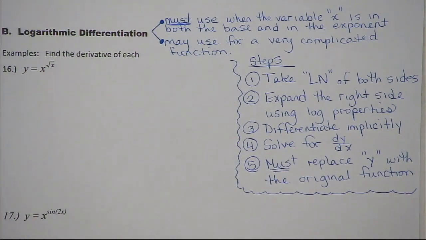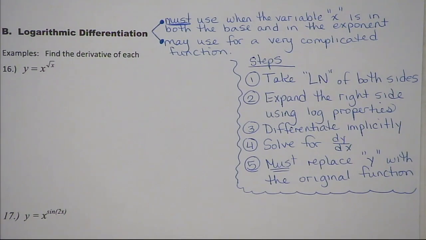So what I'm getting ready to show you, you have to use this process when the variable x is in both the base and in the exponent. So if you have the variable x in the base of your problem and as an exponent, you must use logarithmic differentiation. There's no other way to take a derivative without it. If you look at number 16, y equals x to the square root of x. There's an x in the base, there's an x in the exponent. So we have to do what we're getting ready to do. So that's the one you must use.